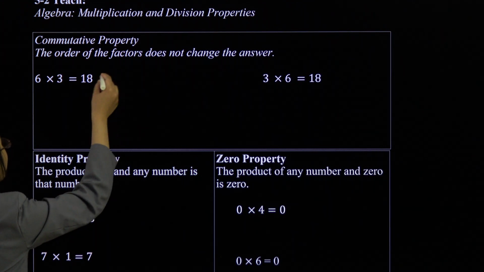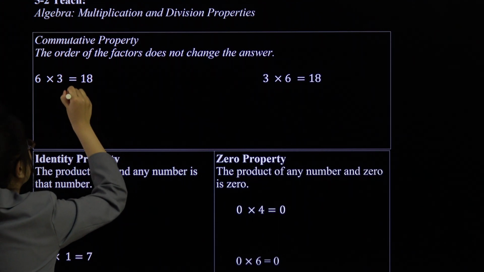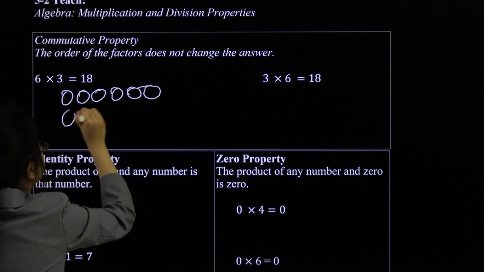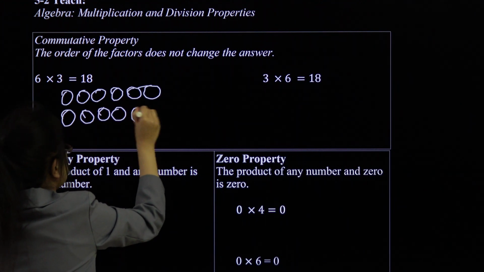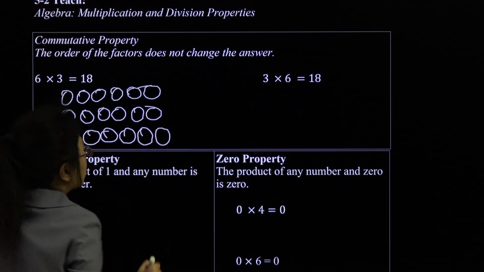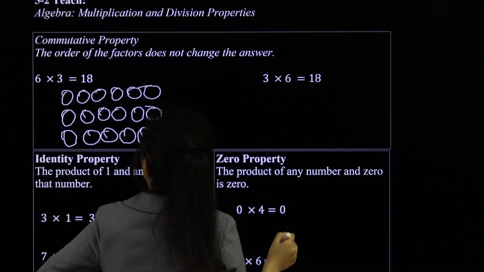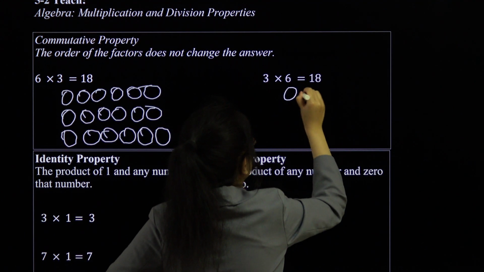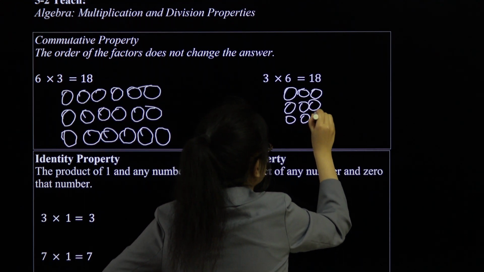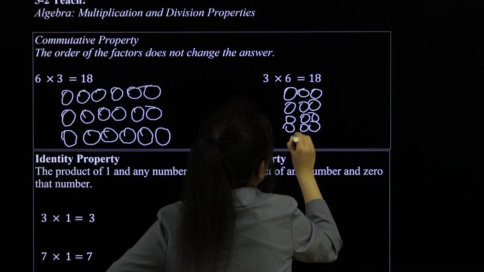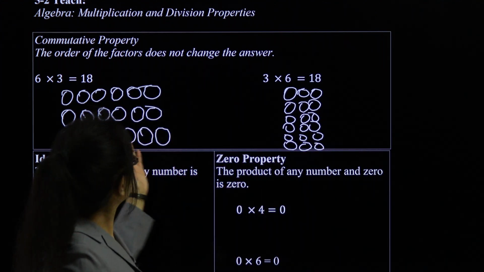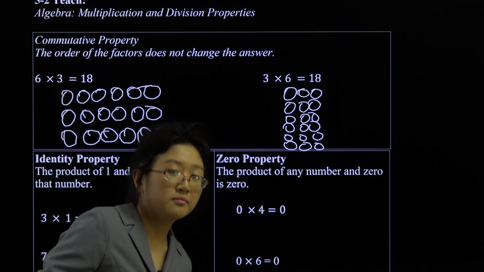If you want a visual, then 6 times 3, 3 groups of 6, and 3 times 6, 6 groups of 3, they're equal. They both equal 18.